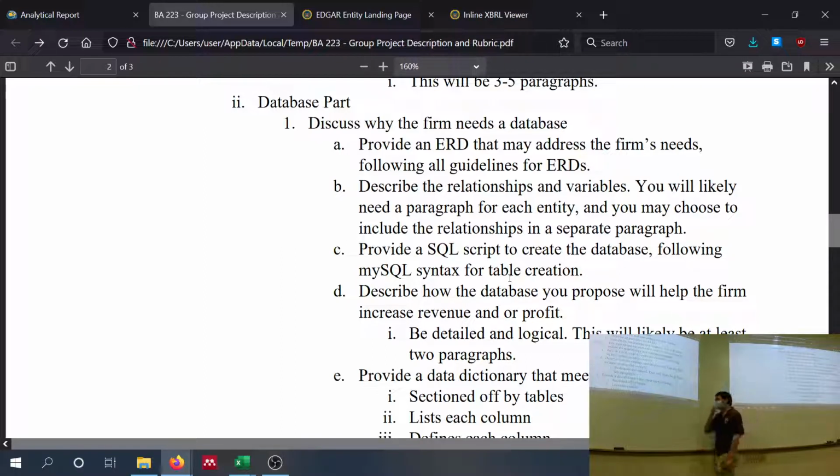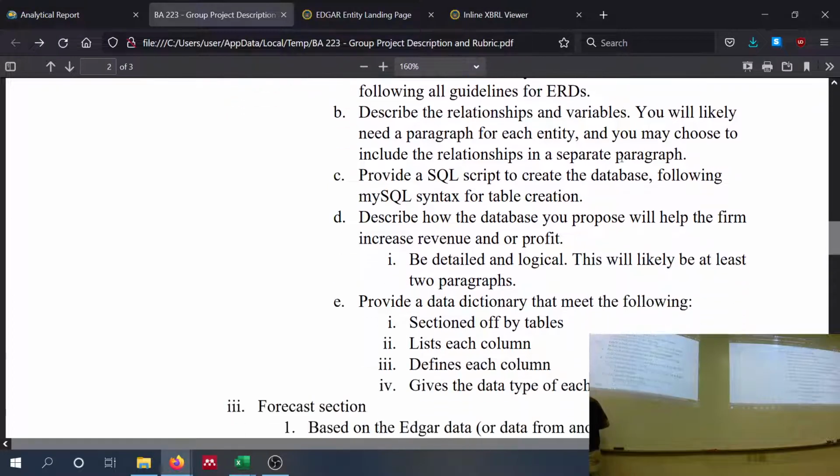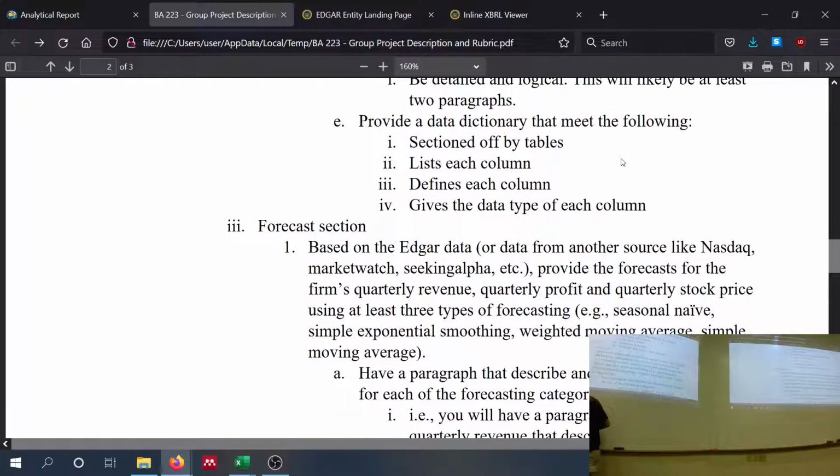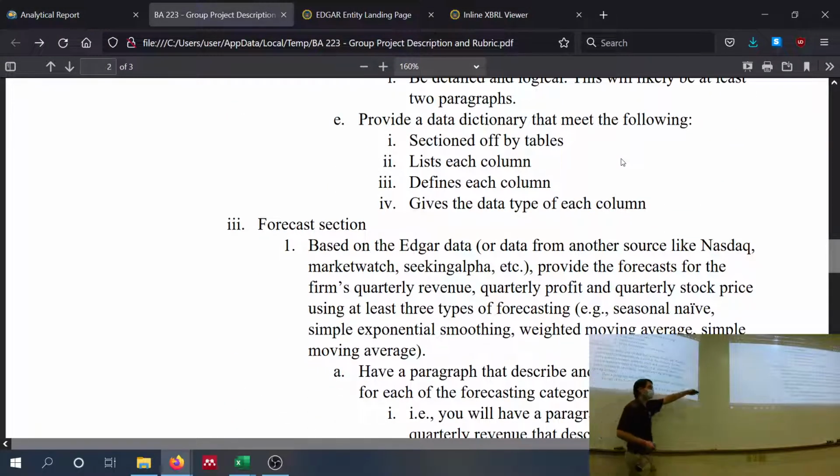Okay, then you're going to have a data dictionary. A data dictionary is basically going to be a table that has each of your different tables inside of it. You're going to list the columns, define the columns, and the data type. Okay, really self-explanatory. It's just a table of all your tables, basically. Does that make sense? Okay.